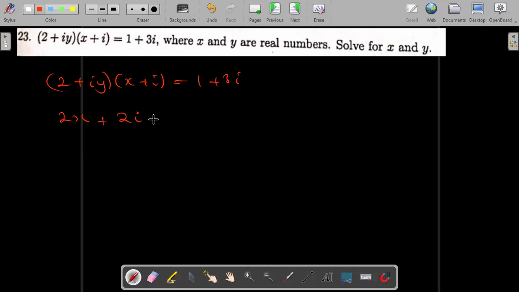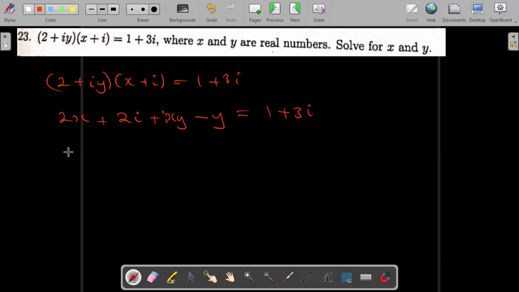Then you have plus xy, of course your i is there. Then you also have the other one. Then you multiply, that gives you i squared, which is just going to be negative. So you get negative y like that. So you get y squared. Yes, you get negative y, and this will be equal to 1 plus 3i. Okay, so what do we do next?